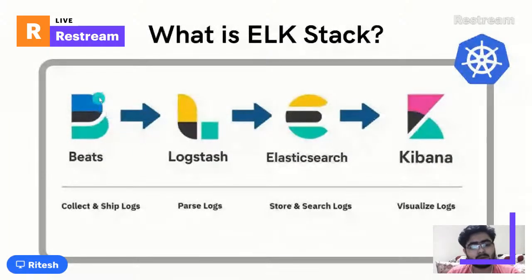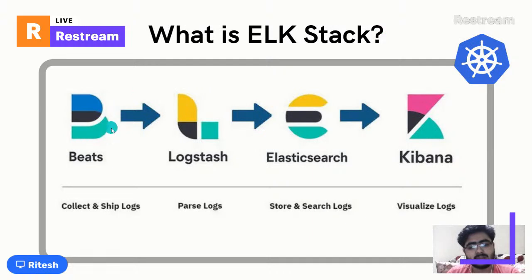The first component that comes into the picture is Beats. So what is the purpose of Beats? Beats is one of the components by Elastic, and it is used to collect and ship the logs. Let's say you have your Kubernetes cluster up and running. It can be anywhere. It can be in your Azure, in your GCP, or in your AWS Elastic Kubernetes Service.